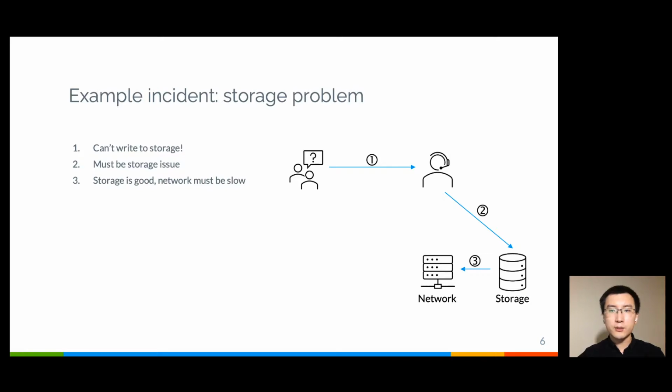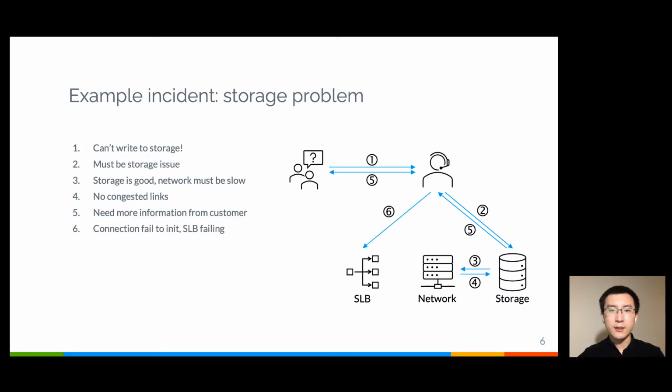But the networking team sees no congested link. Now we seem to reach a dead end, and the storage team sends the incident back to the support team to collect more information from the customer. After further digging, the support team finds that the connections to the storage failed to initialize and thus suspects the software load balancer is not functioning.